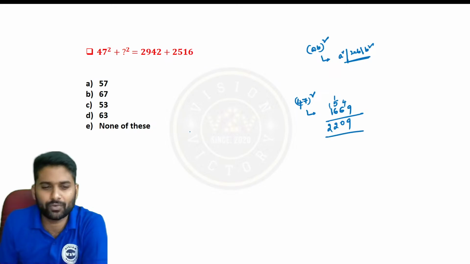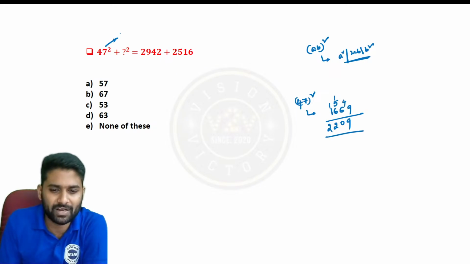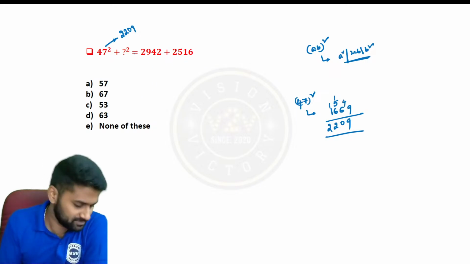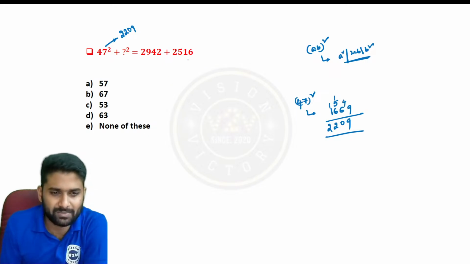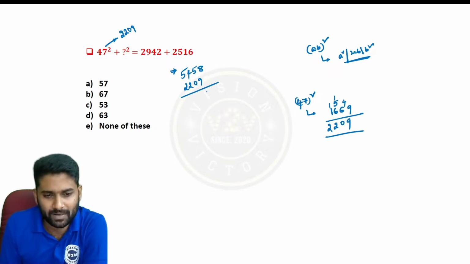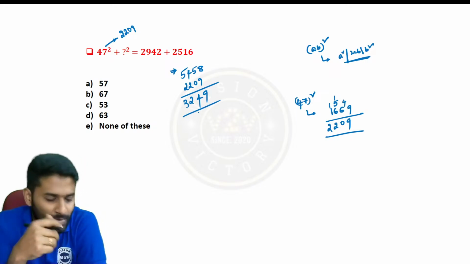Now it's a value of 2000. See, the 47 square value becomes 2209. Now find the sum of these values, then you will get the value of the square of that question mark. Now see the sum of these numbers. It's an 8, it's a 5. Again here 4, 1 carry forward. It's 5458, and just subtract 2209. It's 9 units, 4 units, 2 units, and 3 units. It's a value of 3249.